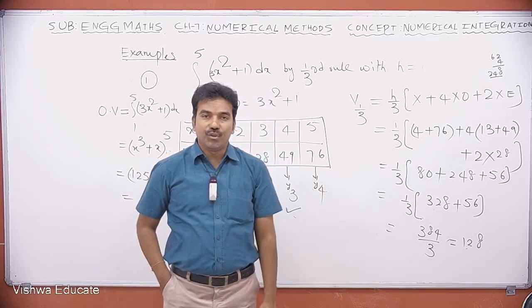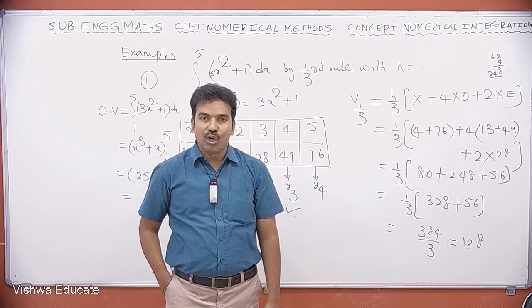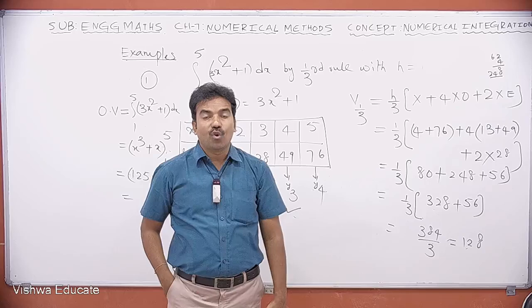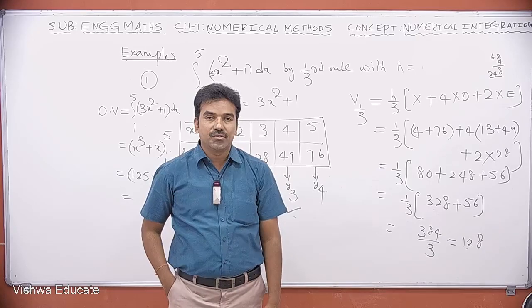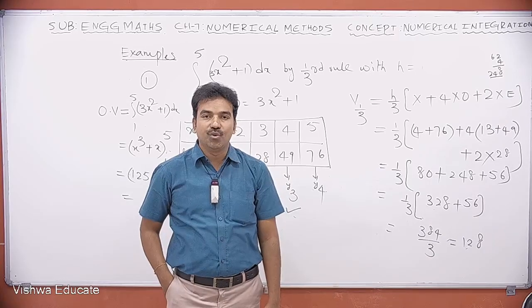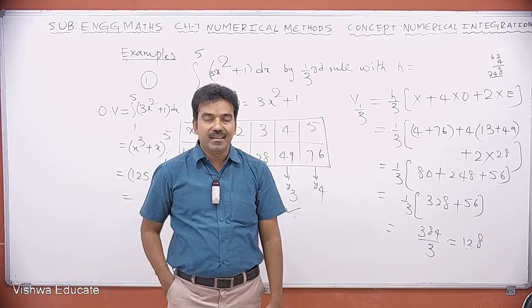One-third rule gives 0 error for all second degree polynomials.